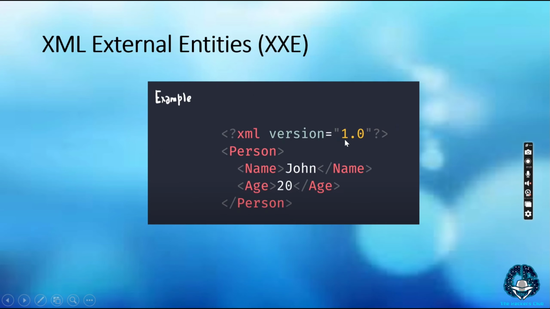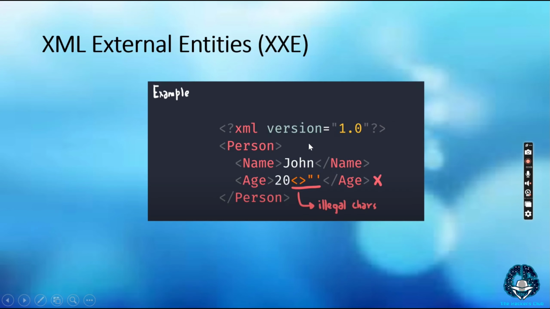So how does XML look? XML is a kind of format. This is how XML looks. Here the version is an optional key-value pair. Person is a root node, and at least one root node has to be there. This is the opening of the person node, and this is the end of the person node. Inside that, name and age are sub nodes, and John and 20 are the values for the name and age.